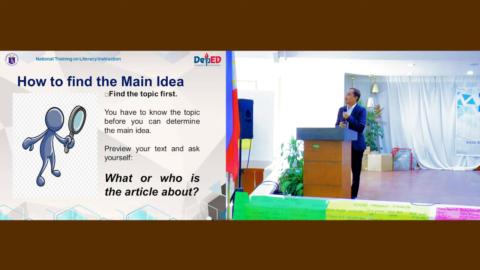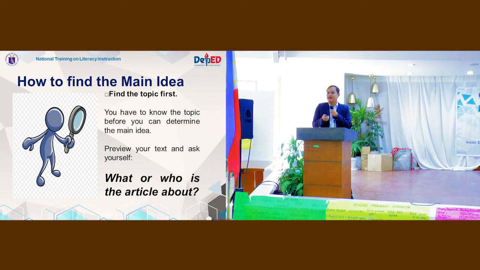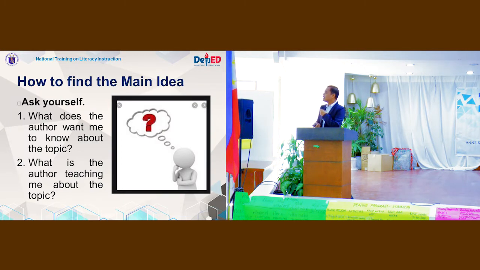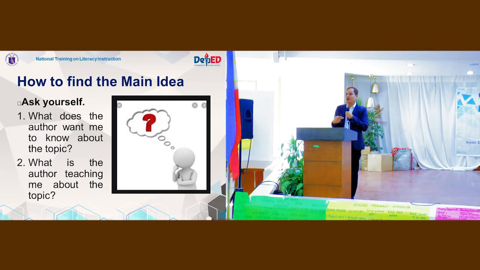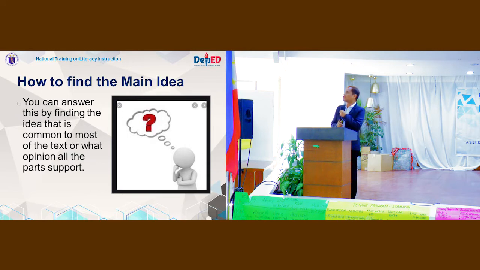After we have found the topic, we will ask ourselves, what does the author want me to know about the topic? And we may also ask, what is the author teaching me about the topic? These are two essential questions that we will be asking ourselves every time we read a text, because this will guide us in understanding what we are reading. We can answer those questions by finding the idea that is common to most of the text or what opinion all the parts support.